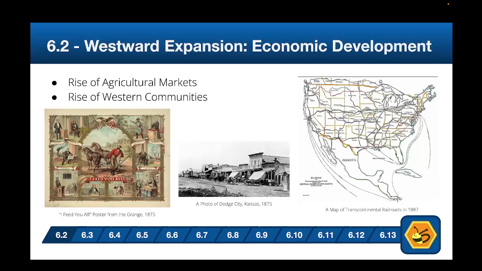Now, for Western communities, during this entire period, when we see the rise of agricultural markets, we also see the rise of towns and cities in the West as a whole, finally reaching the West Coast. So let's talk about how these communities will form. I already mentioned railroads. Railroads will expand industries.